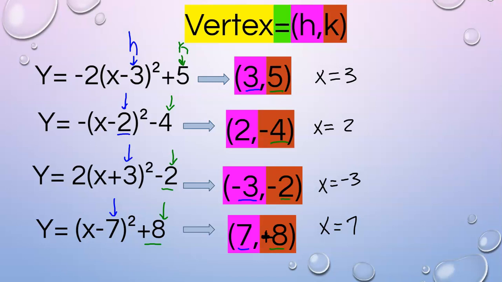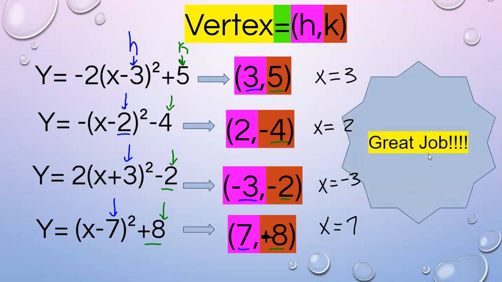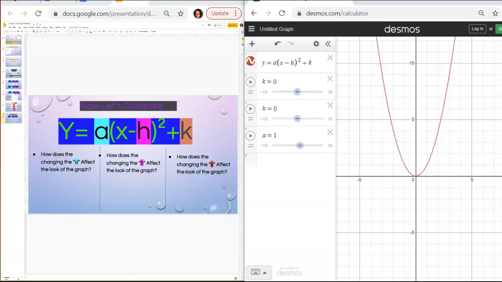All right. So just some really good information that you can get just from being able to determine the vertex from an equation. And it all comes from the vertex form. Okay, so now we're going to compare some of these values when it comes to graphing these quadratic equations in Desmos that are written in vertex form.